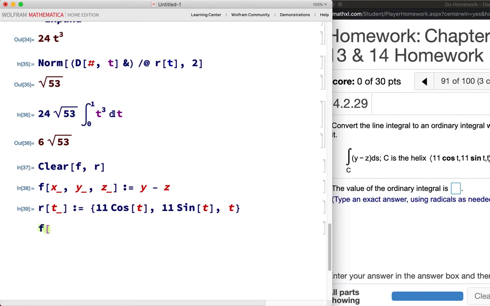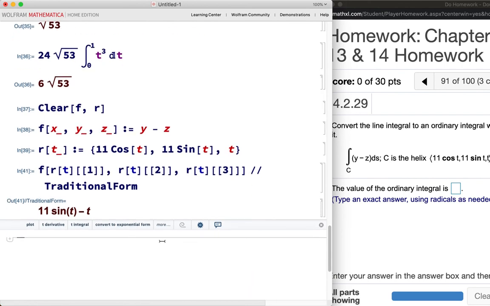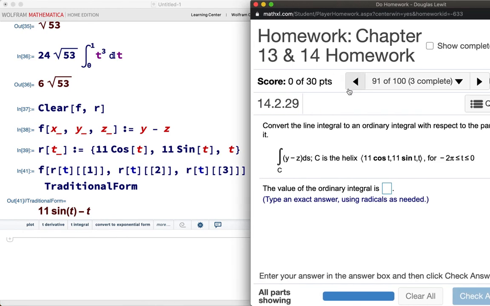So here I'm going to put in f of r of t1, which is going to be ignored in the definition, in the application of the function anyway, so I'm not worried about it. R of t2, R of t3, and we could make that look a little bit nicer. Traditional form, so that's 11 sine t minus t. But then don't forget, guys, we have to take the derivative of each component of the parametrized curve.